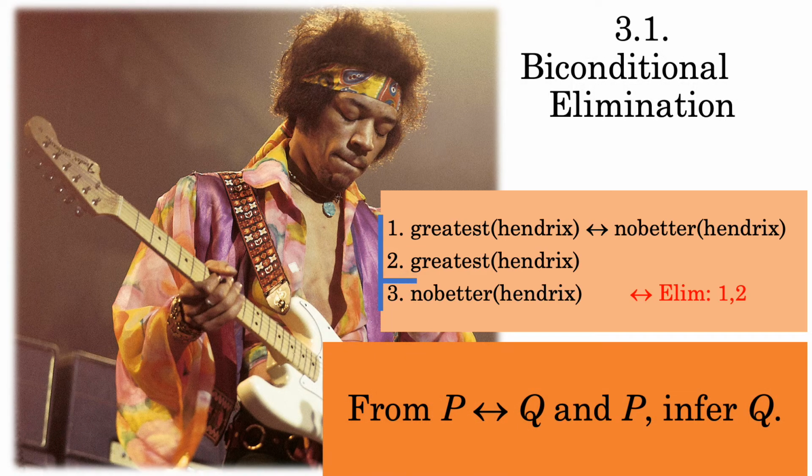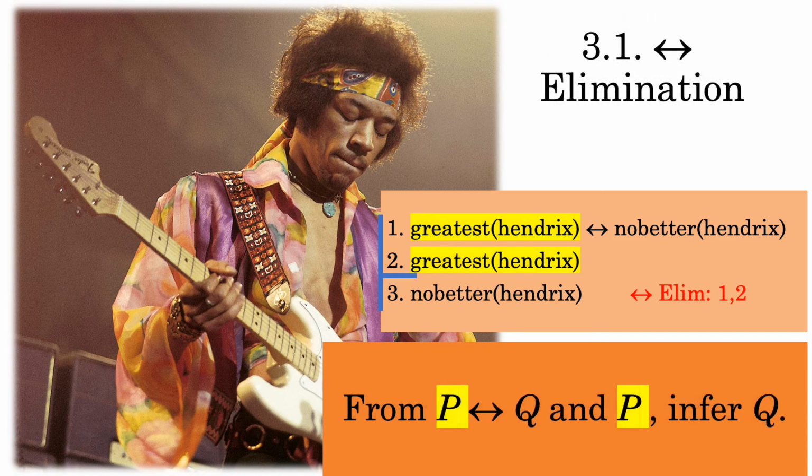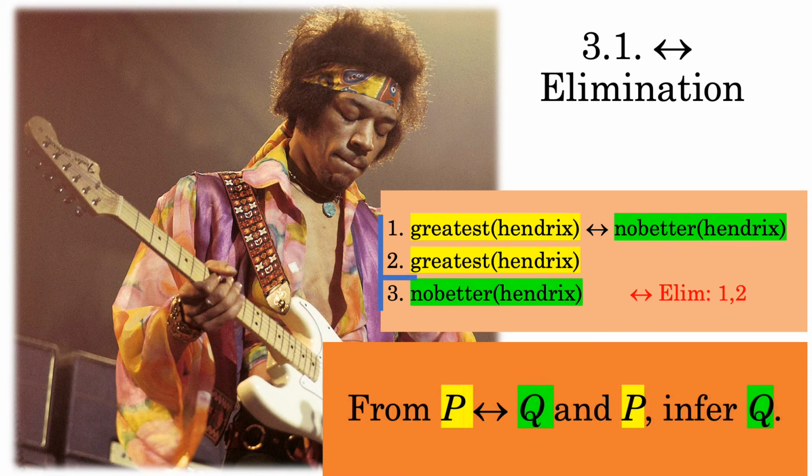Simplifying a bit, biconditional elimination says from P if and only if Q and P, infer Q. Here we see that P corresponds to "Hendrix is the greatest guitarist." Similarly, Q corresponds to "no guitarist is better than Hendrix." Combining these, we see that we're just applying the rule, and everything maps on neatly.